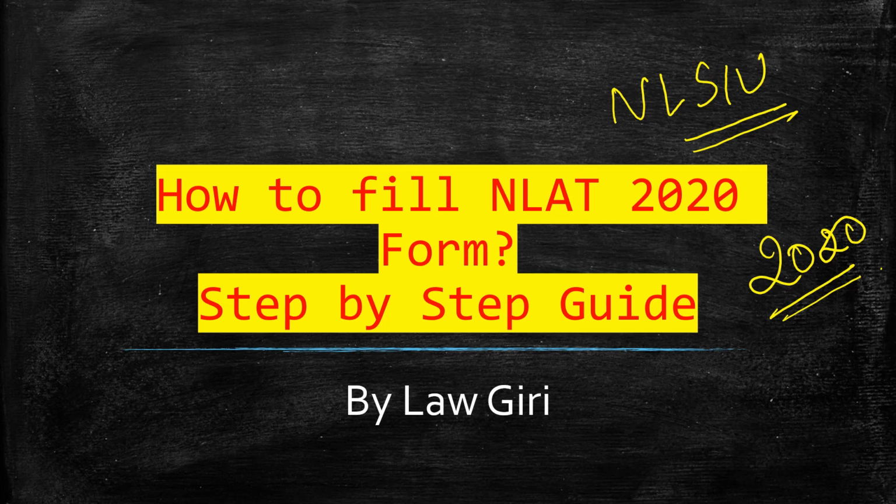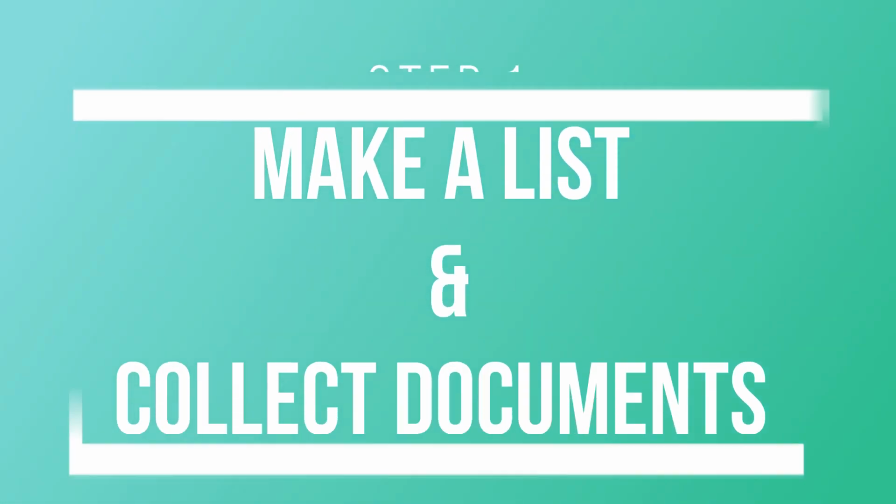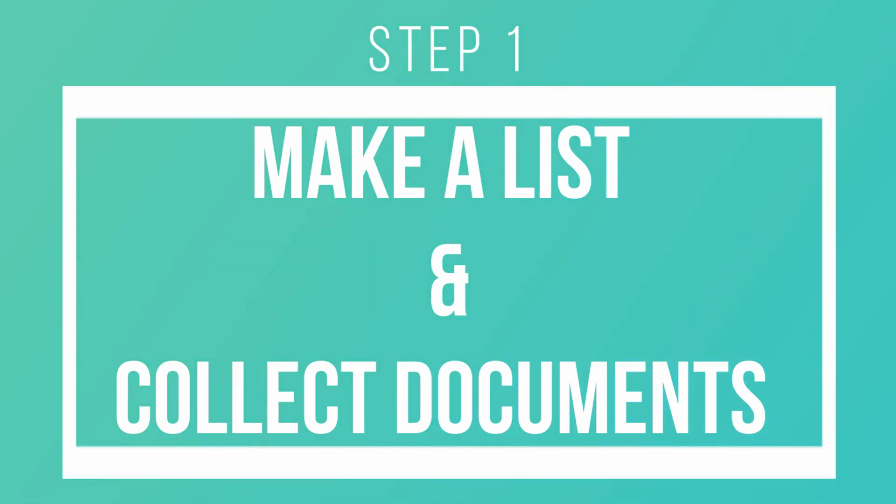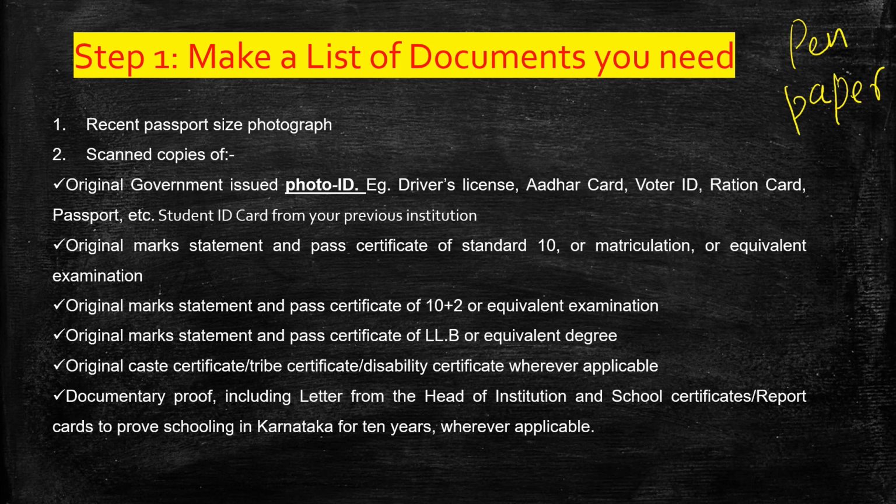So now we will talk about how you should fill the form step by step. Okay. Step 1, make a list of documents you need. Guys, take a pen, take a paper, and write down. Number 1, you need a passport size photograph of yourself. You need one of these photo IDs. So take it out. It could be a driving license, Aadhaar card, voter ID, ration card, passport, or student ID card from your previous institution.